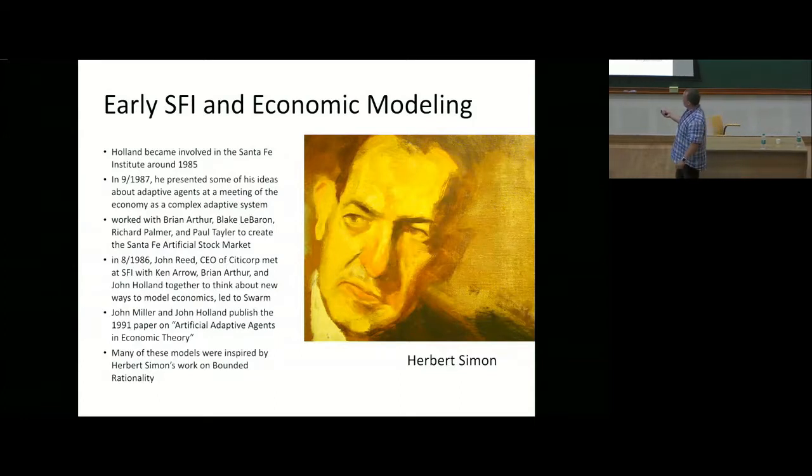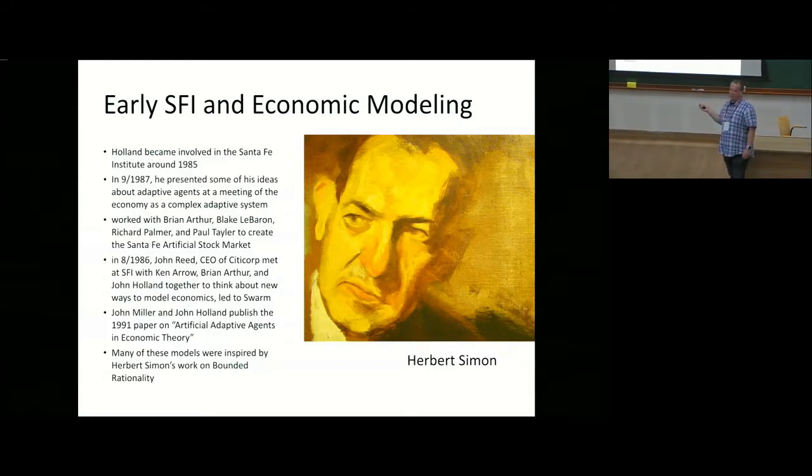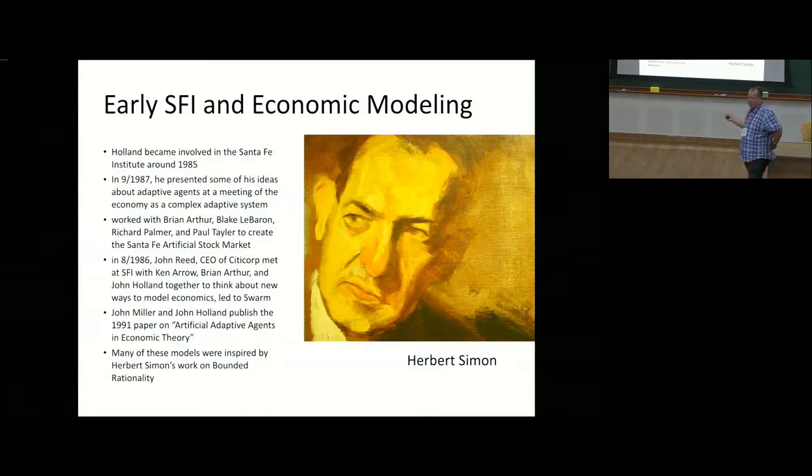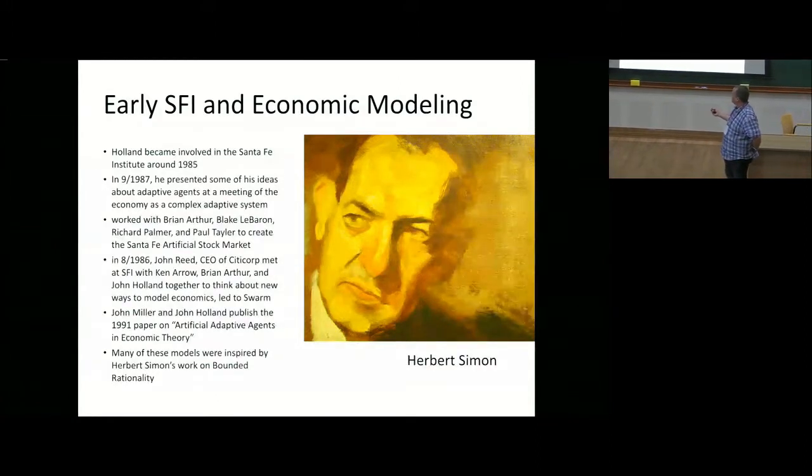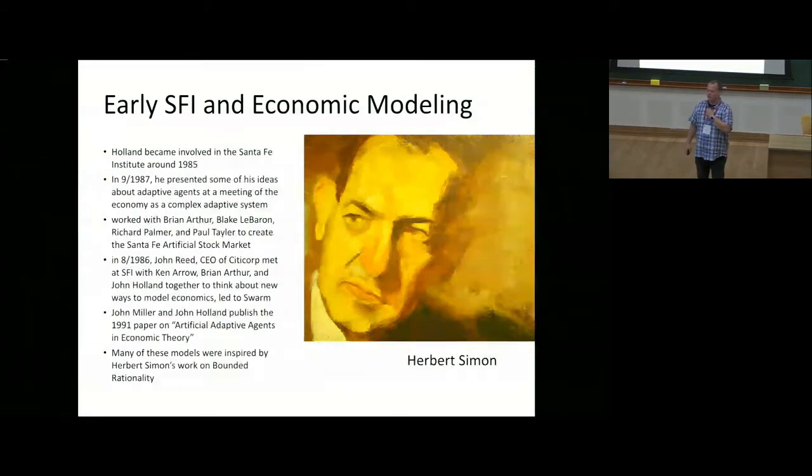But John Miller, a computational social scientist at Carnegie Mellon, and John Holland come together in 1991 to publish a paper on artificial adaptive agents in economic theory. As far as we know, this is the first use of the word agent in the way we use it in the phrase agent-based modeling, where we had a computational agent making decisions in a complex system.